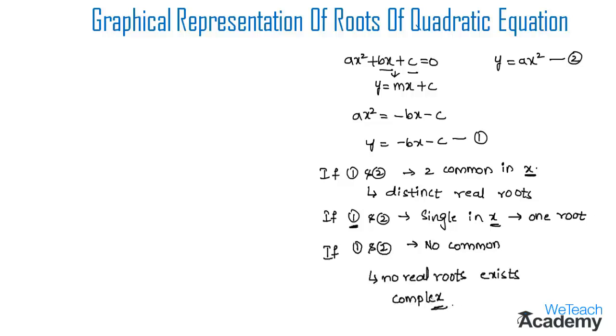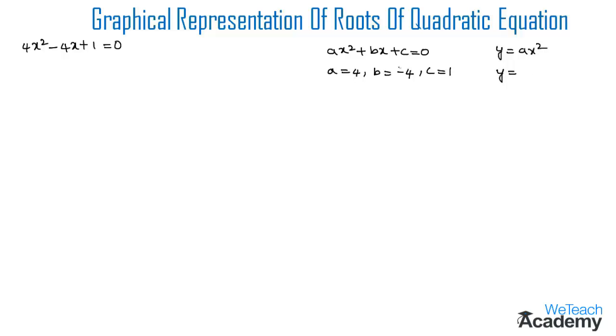Now let me explain this concept with the help of an example. Here we have the equation 4x square minus 4x plus 1 is equal to 0. First let us compare this equation with ax square plus bx plus c is equal to 0. So we get the value of a as 4, b as minus 4 and c is equal to 1. We already know the equation of the parabola is y is equal to ax square. So by substituting the value of a as 4, we get the parabola for this example as y is equal to 4x square.